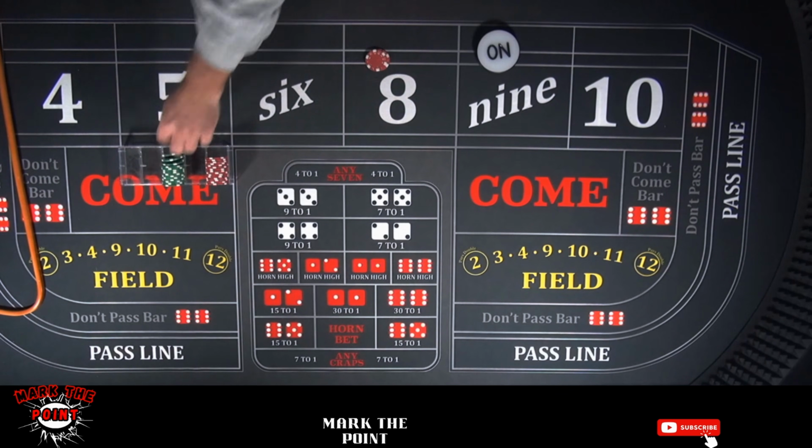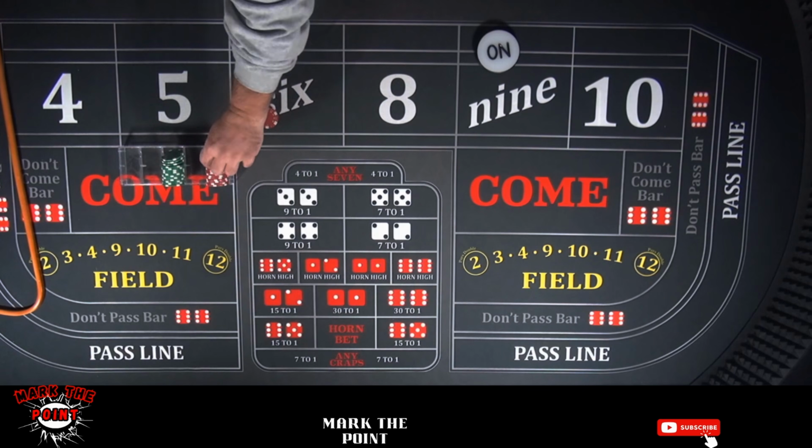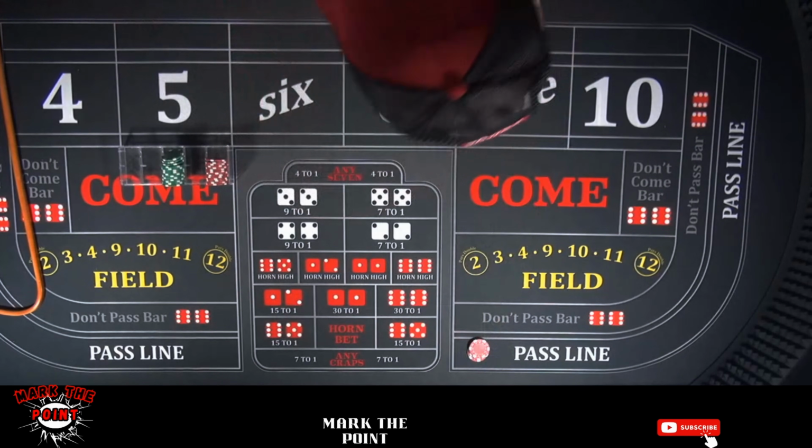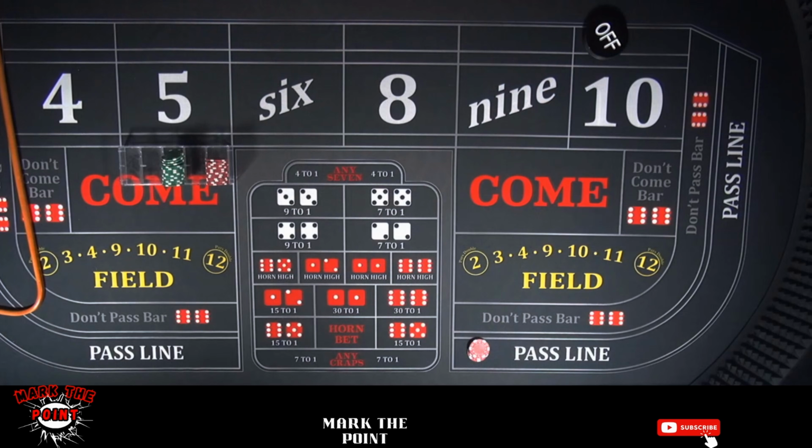So let's see what it looks like. Here we go. So we're going to start again. We're going to start off with a $15 bet on the pass line. Let's turn the puck off, and let's go, shooter. Let's get a point established.